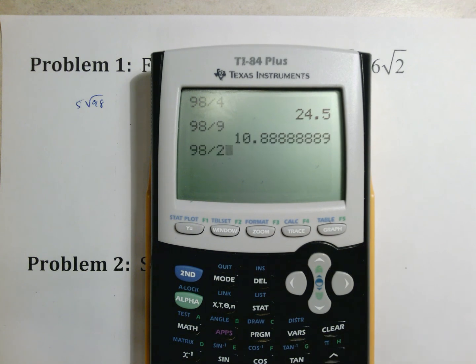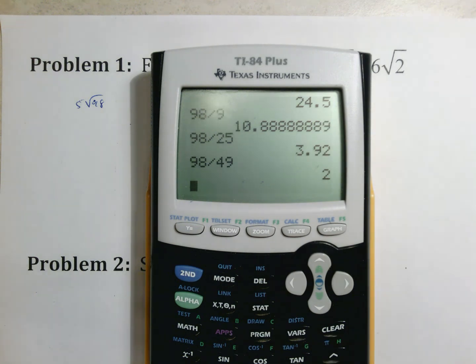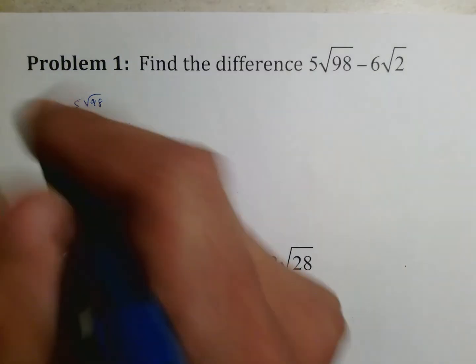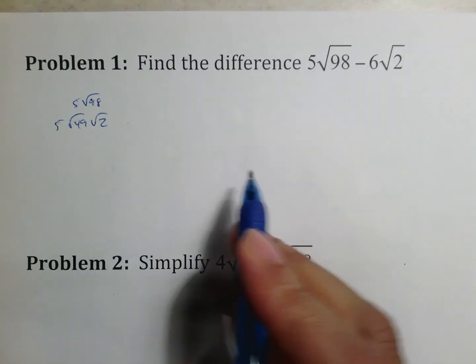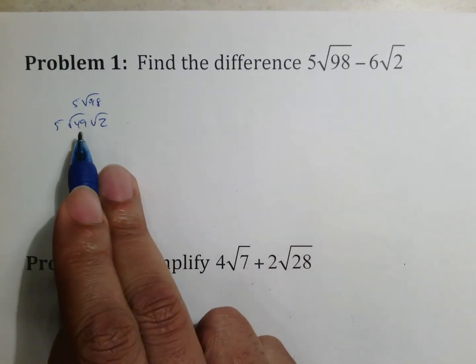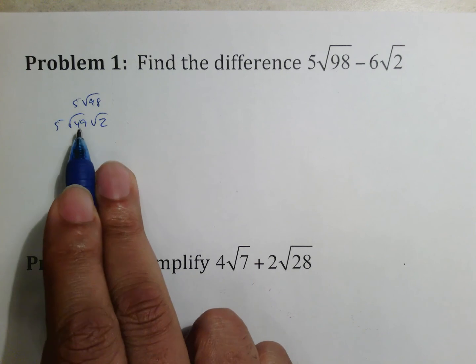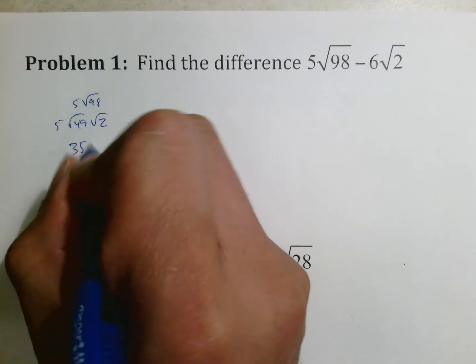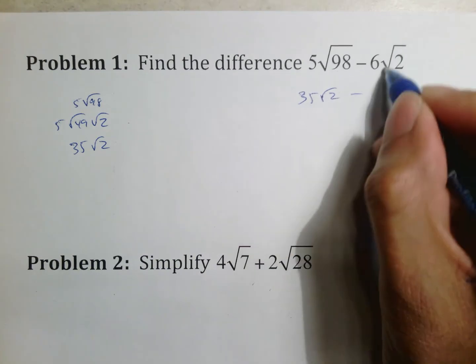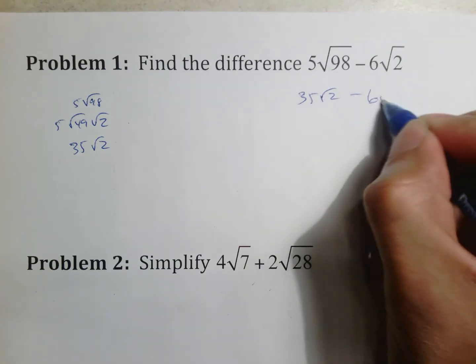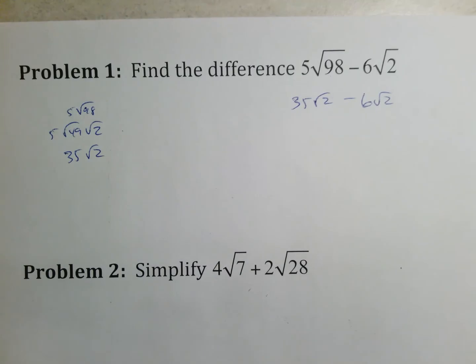Can't be divided by 25. But it does divide by 49 to make 2. So again, root 49, root 2. So 5 root 49, root 2. Remember the way we do this, we learned that 49 turns into a 7, which when multiplied by 5 turns into 35 root 2. So this becomes 35 root 2 minus, and that's just fine because you can't break down the 2, minus 6 root 2.